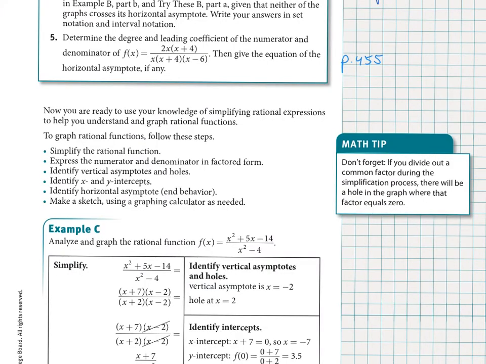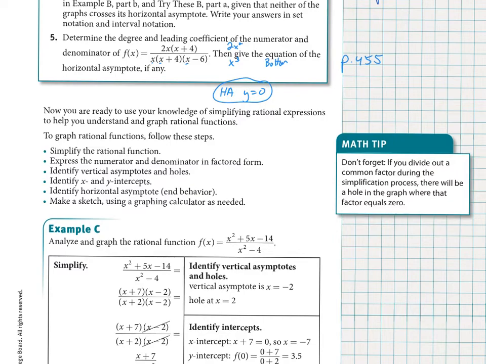Okay, so again, number 5 here asks us to determine the degree and leading coefficient of the numerator and denominator and give the equation of the horizontal asymptote. Since this one is factored, if I was to multiply it out, I would get a 2x squared on the top. I won't multiply everything out. And on the bottom, I would get x cubed. The degree of the bottom is larger, cubed versus squared. Therefore, the horizontal asymptote is at y equals 0. Okay, if the bottom is bigger, it's always y equals 0.